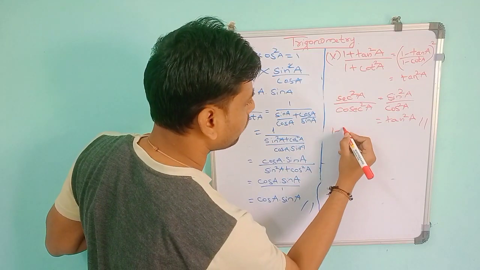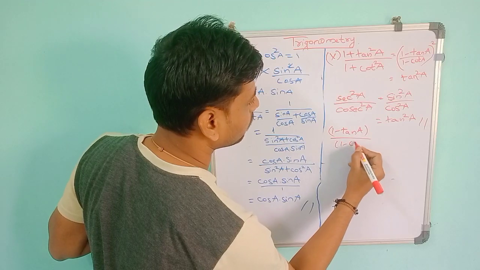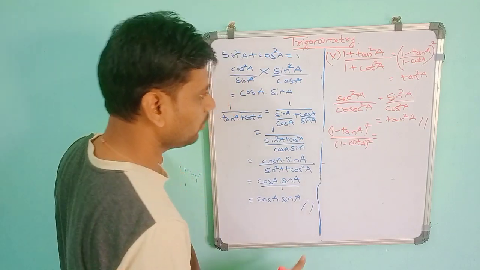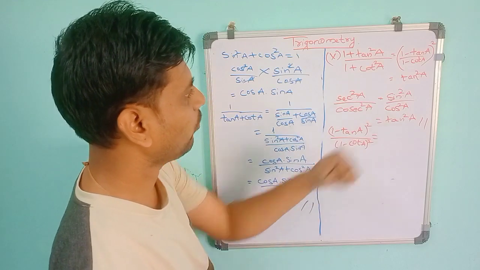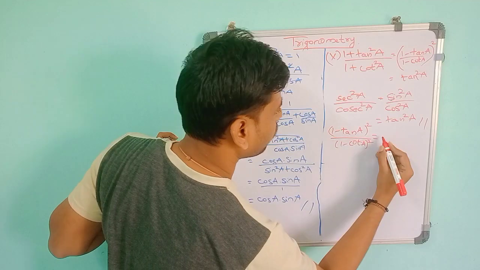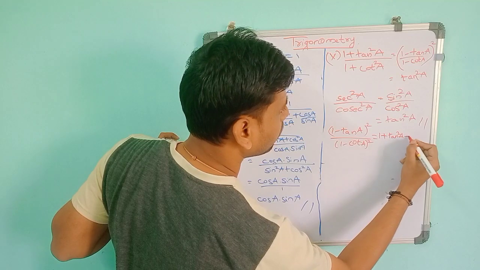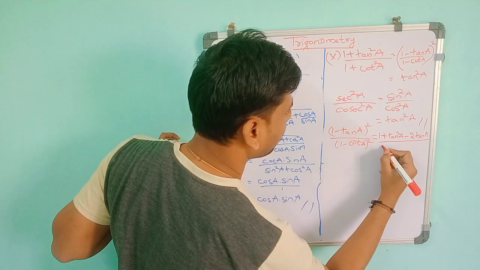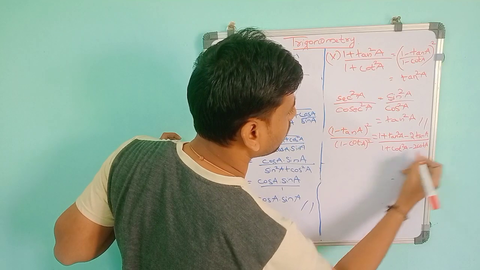So this one also like that: (1 minus tan A divided by 1 minus cot A) whole square is there. We have to prove that it is tan square A. So here sin and cos is not there. So for this one, first you split this using the formula (a minus b) whole square. So it will be 1 plus tan square A minus 2 tan A divided by 1 plus cot square A minus 2 cot A.